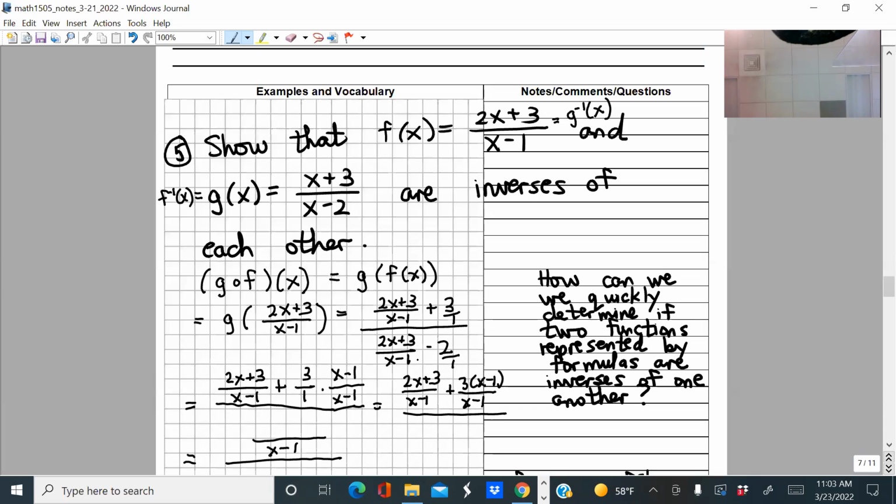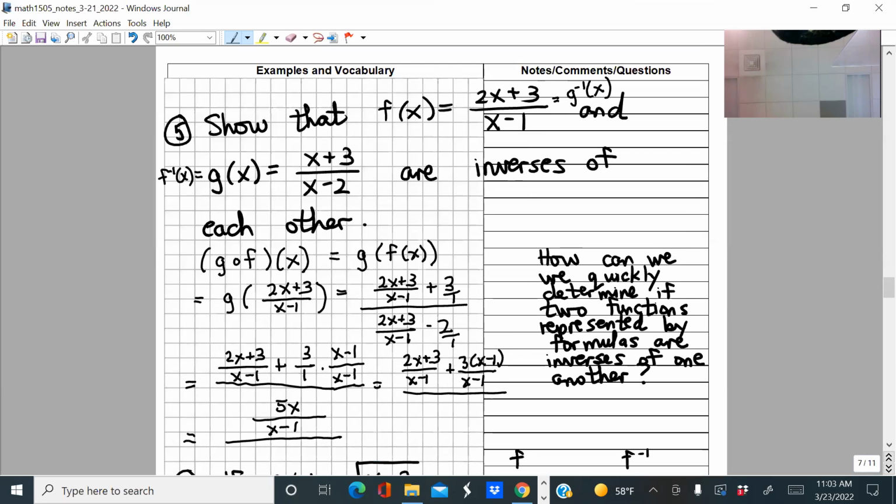So what do I end up with? What's 2x plus 3x minus 1? Well, that's pretty easy. It's just 5x. Nice, right? Because when you take 3 times x minus 1, you get 3 times minus 1, which is minus 3, and that adds to the 3 to give you 0. So you just end up with the x's, which is 2x plus 3x. Great, that's not so bad. 5x over x minus 1.